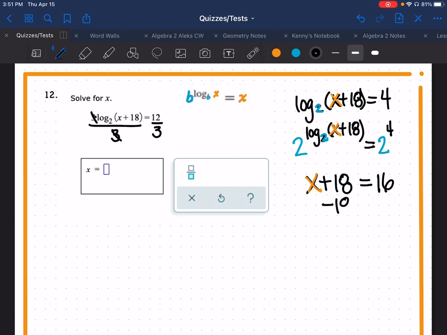And all I have to do to finish solving this problem is subtract 18. 16 minus 18 is negative 2, but that's okay. My answer can be negative.